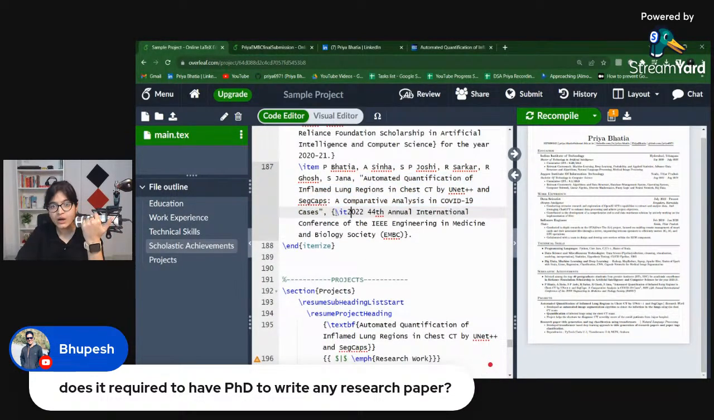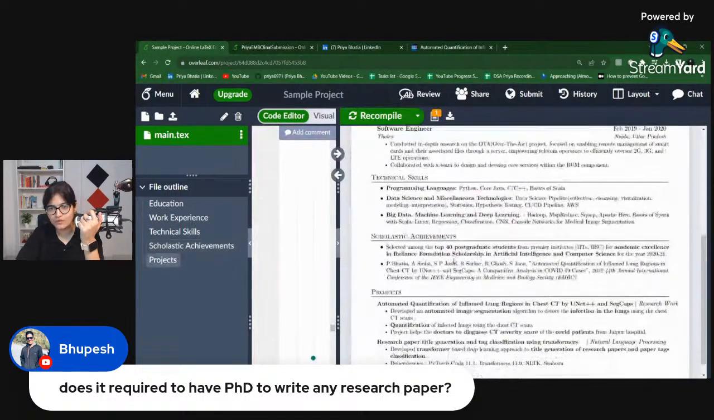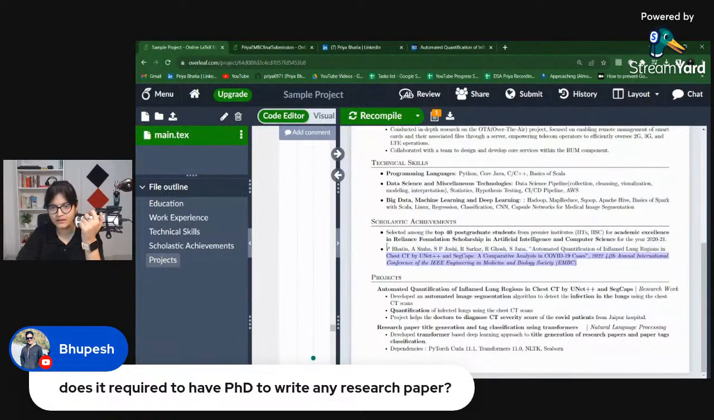After that, what is the publication name where you are publishing your research paper? When you write down these three things and recompile this, you will be able to observe how it will look. First of all, the author name will come, then the heading of your research paper, and then you will be able to observe 2022 44th Annual International Conference of IEEE Engineering in Medicine and Biology Society. It's EMBC in full form.